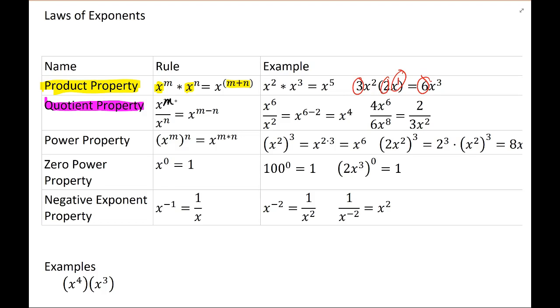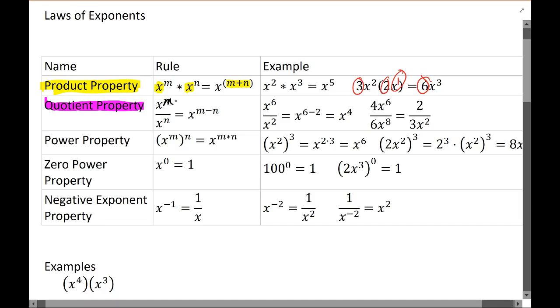If you look over here at the examples, you have x to the 6 divided by x squared, and so subtract the exponents, and we get x to the 6 minus 2, or 6 minus 2 gives us x to the 4th. If you look at the next example, you have 4x to the 6th over 6x to the 8th. The 4 and the 6, again, are not exponents. They do not follow the laws of exponents. You treat them like regular numbers. They are coefficients. So 4 over 6 reduces to 2 over 3.